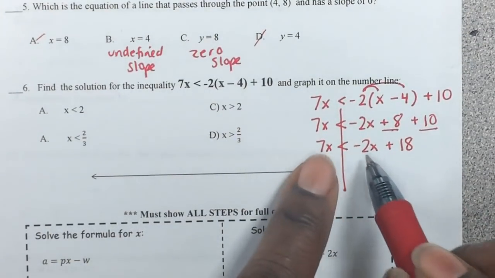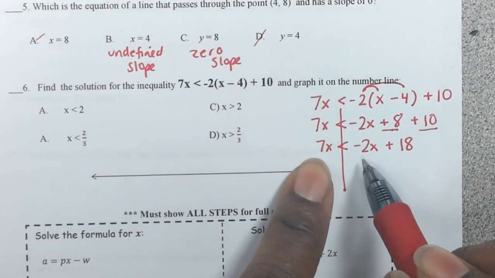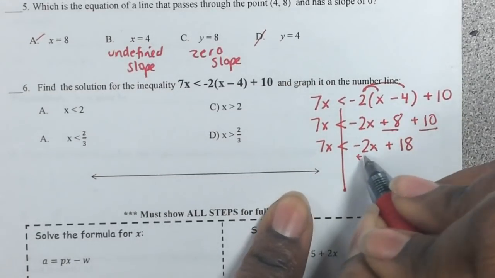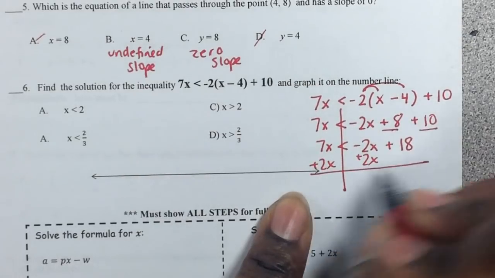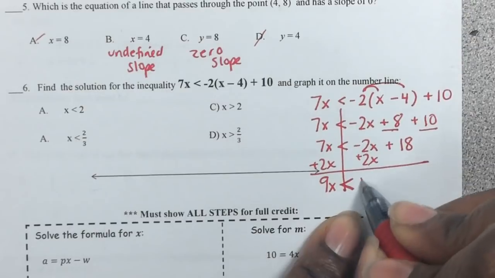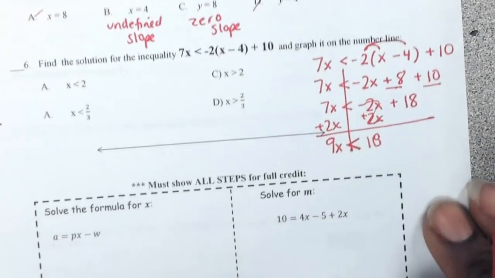Now that you see two things with x's, that can't happen. This x piece needs to get opposite to the other side. So we're going to add 2x, that becomes 9x. Keeping our less than sign, bring down the 18 because that's zeroed out.